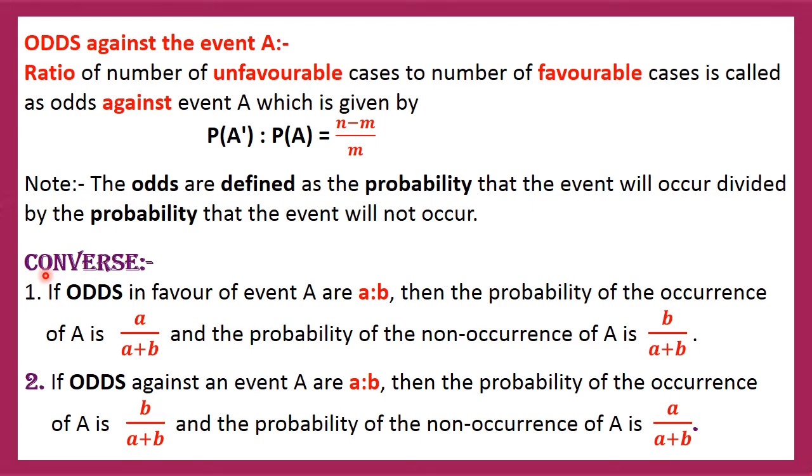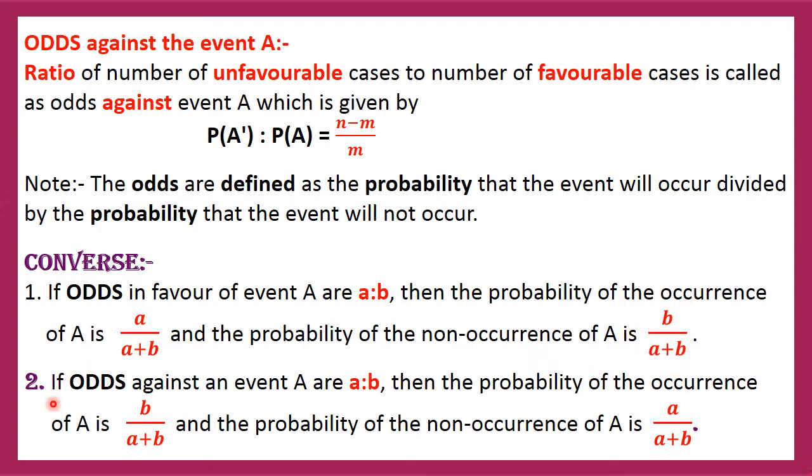Now, when the odds are given, then we can find the probability of occurrence of A as well as probability of non-occurrence of A from this formula. If odds in favor of event A are given as the ratio A is to B, that is, this is the odds, not the separate probability. From this we can find the separate probability of P of A and P of A dash. Then the probability of occurrence of A, that is P of A, is A by A plus B, and the probability of non-occurrence of A, that is P of A dash, is B by A plus B.